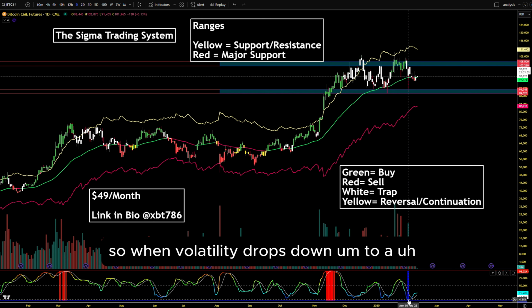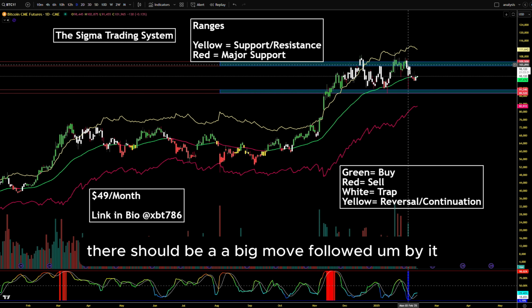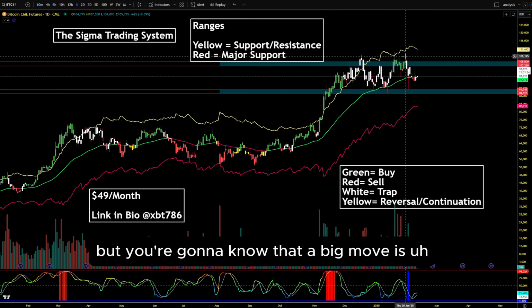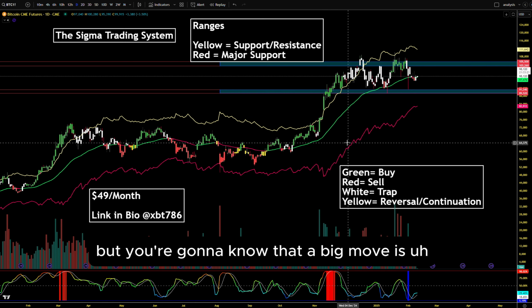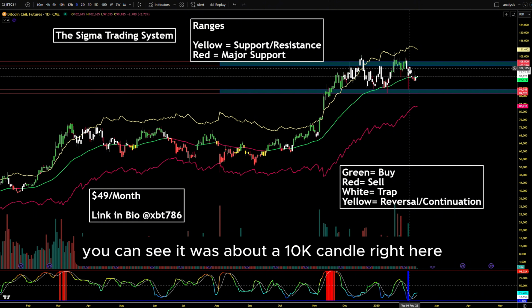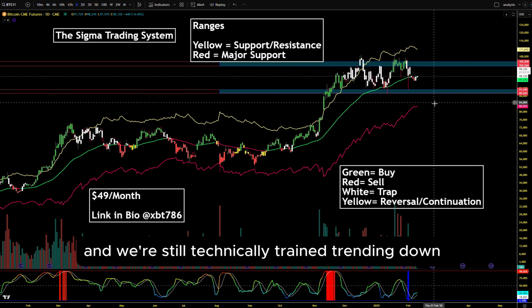So when volatility drops down to, you could say, zero, you'll see a blue line like this pop up, and there should be a big move followed by it. Now, it's not going to give you the direction. You're going to use all of this, but you're going to know that a big move is pretty much en route. So right here, you can see it was about a 10K candle. Not bad. And we're still technically trending down.